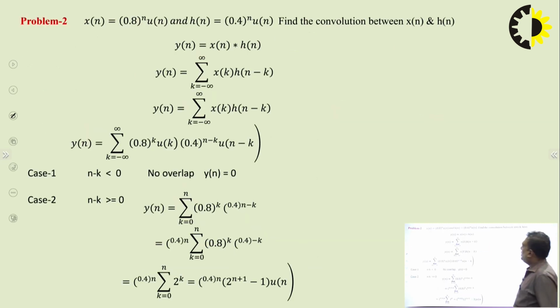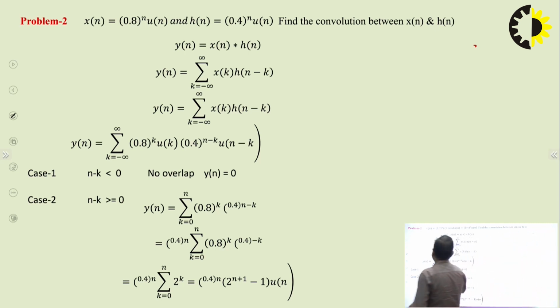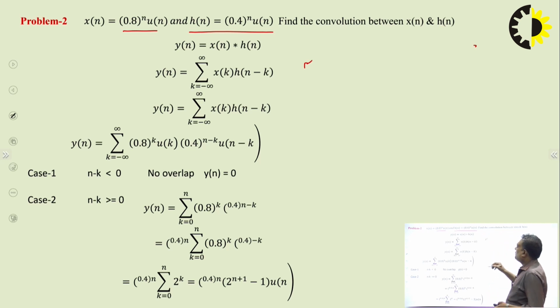Now we will see discrete convolution, one numerical based on discrete convolution. Let us suppose the signal x[n] is given as 0.8 to the power n u[n] and h[n] is 0.4 to the power n u[n], and find the convolution. These are discrete sequences, so we will use discrete convolution, y[n] equals x[n] convolved with h[n]. The definition is the summation of x[k] times h[n minus k], with k from minus infinity to infinity.